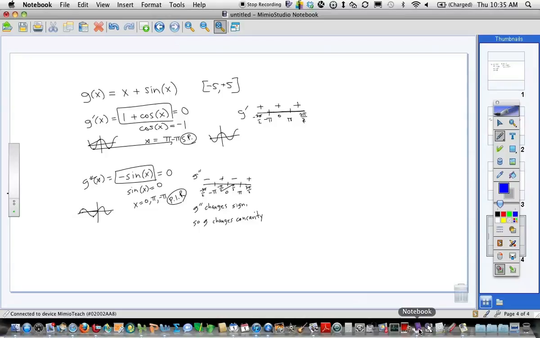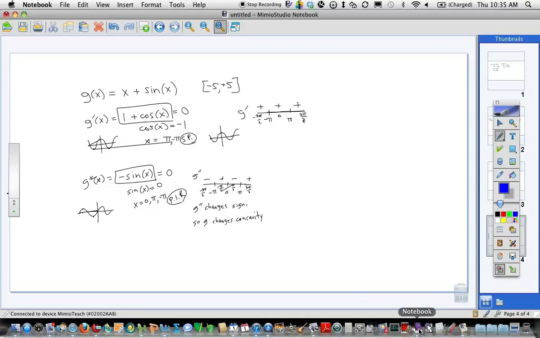No local max, no local min. Right? Because G prime would have to change from positive to negative to have increasing to decreasing on G. And that's what we thought was going to happen. We said, since we already knew that these were inflection points, you can't have a local max as an inflection point because that doesn't change concavity.